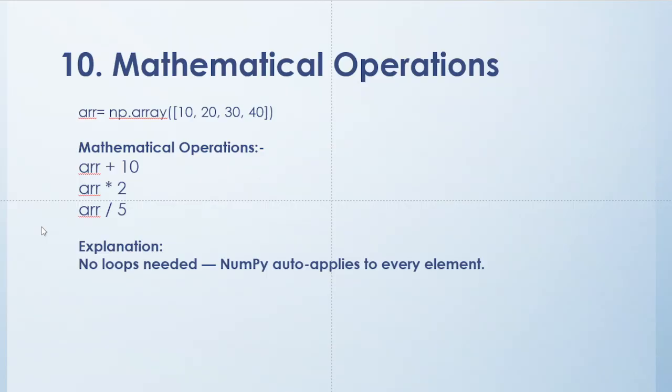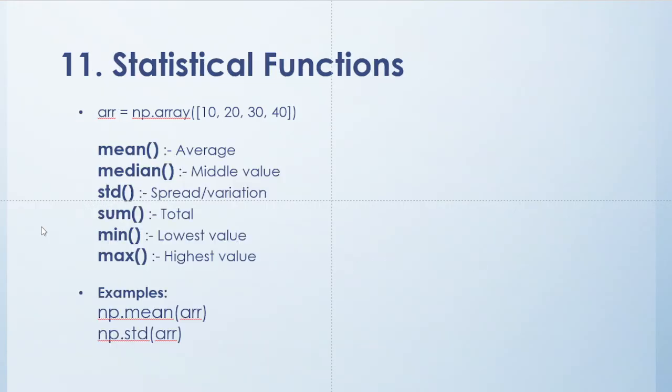In the next slide, we'll see some mathematical operations. Here we don't need to do any looping. This is why NumPy really shines. You can add, subtract, multiply or divide arrays directly without writing any loops. But in a Python list we have to apply the looping concept. NumPy automatically applies the operation to every element. This saves time and makes code very clean. In the next slide we can see some statistical functions.